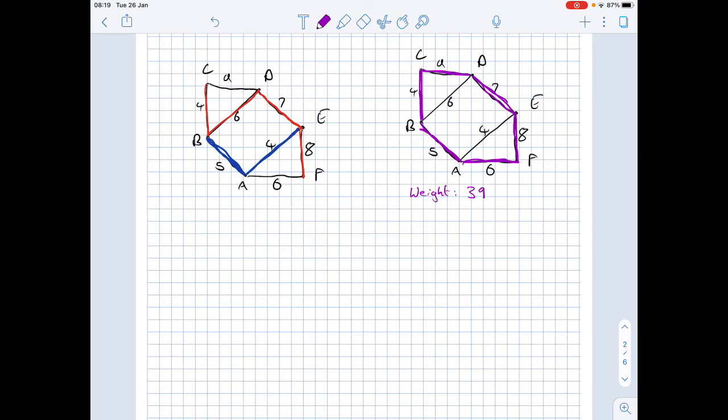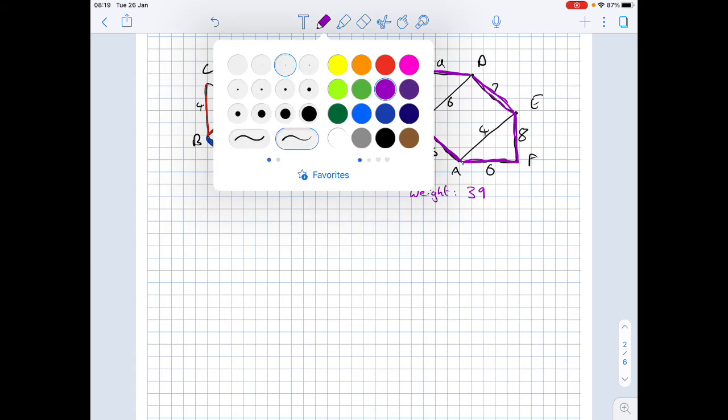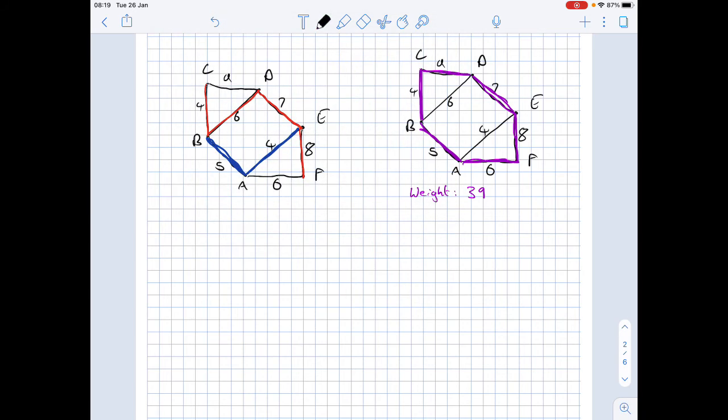In order to prove why the deleted vertex algorithm gives us a lower bound, it's worth considering the actual solution to the travelling salesman problem in this case. So this is done by trying all of the possible routes, and you can see on the right hand side with the purple line the actual solution to the travelling salesman problem in this case, which has a weight of 39, and our solution from earlier, which gave us a lower bound of 34.